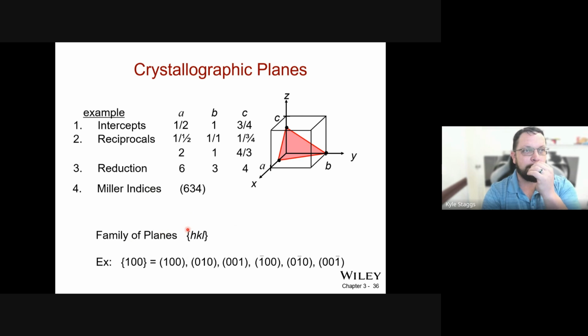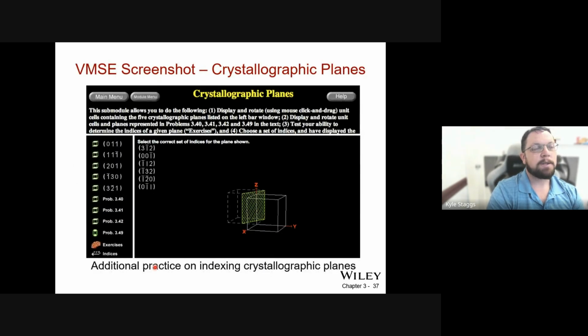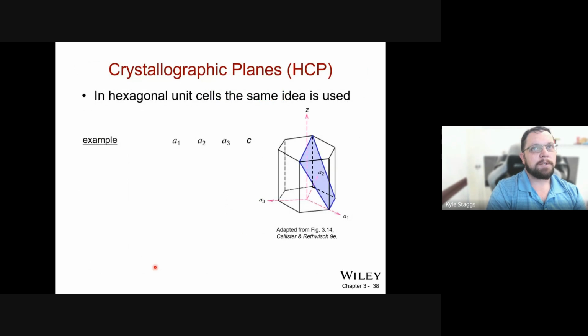There are also these families of planes that can be shown. The 100 family includes quite a few reference points. It's helpful sometimes to visualize them, but the crystallographic planes are important for a lot of regions.